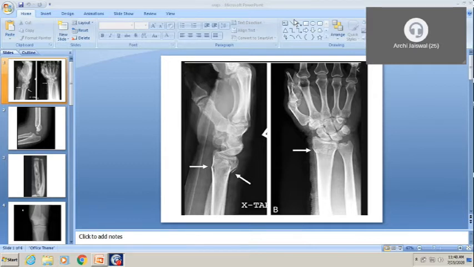What is the opposite of Colles fracture? What is its opposite counterpart? Smith fracture. What are the other fractures you get in the distal end of radius? Smith, Barton, and what else? Chauffeur's fracture. Okay.